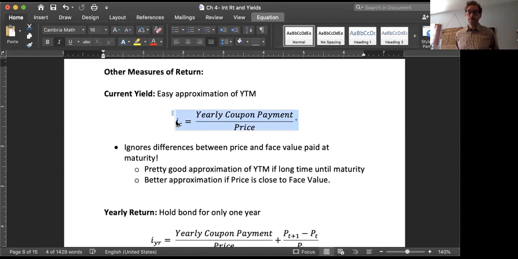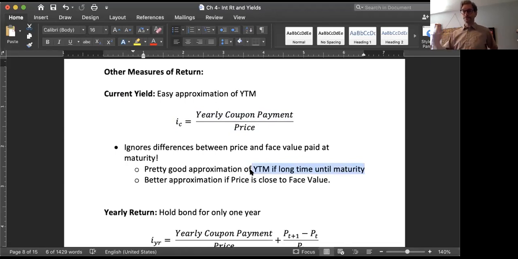So this can actually be a pretty good approximation of yield to maturity if there's a long time to maturity. Because that difference in price and face value, you actually don't receive until the end of the bond. So if that bond is 20, 30 years off, that difference in price is going to be a small part of your overall return. And so current yield is going to be pretty close to yield to maturity. Or if you buy the bond at very close to face value, current yield is going to be not too bad an estimate of yield to maturity.